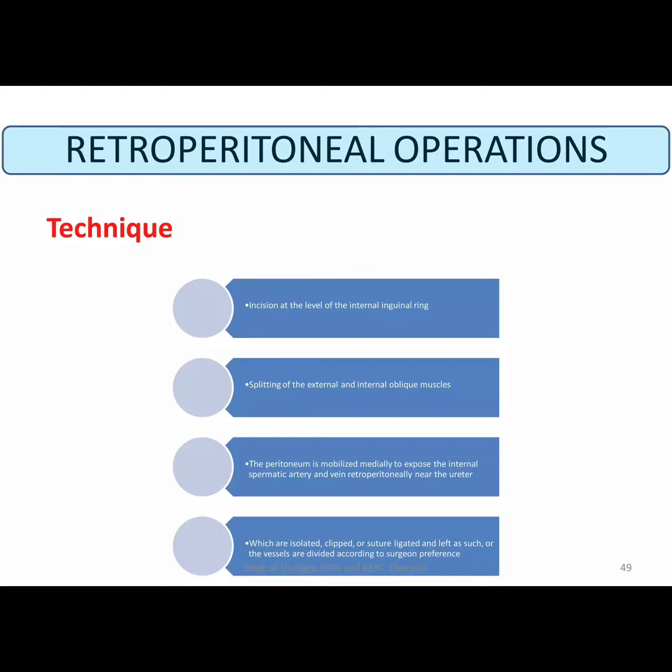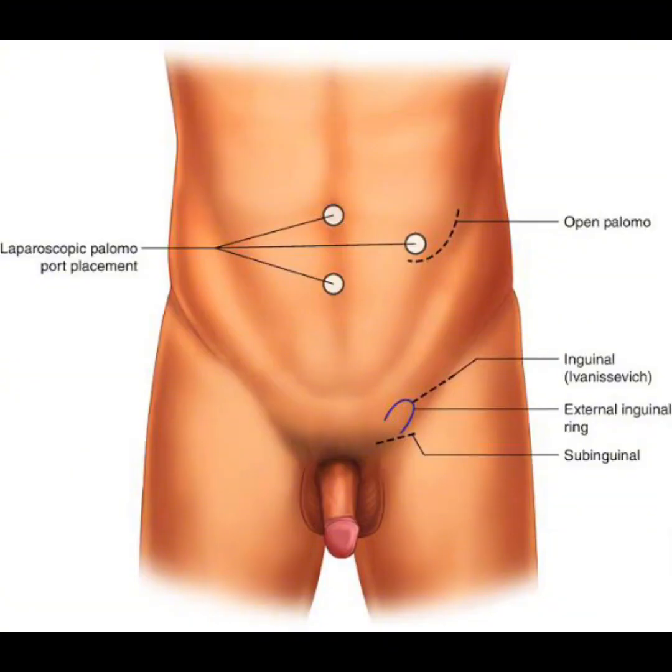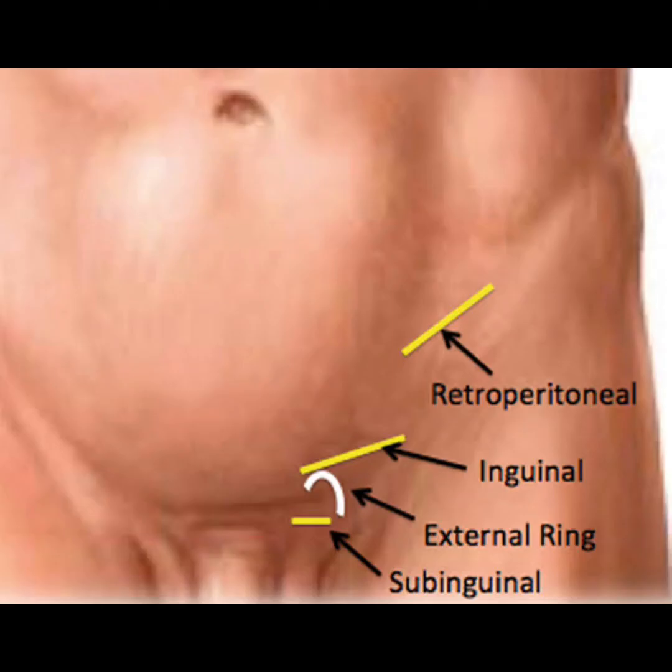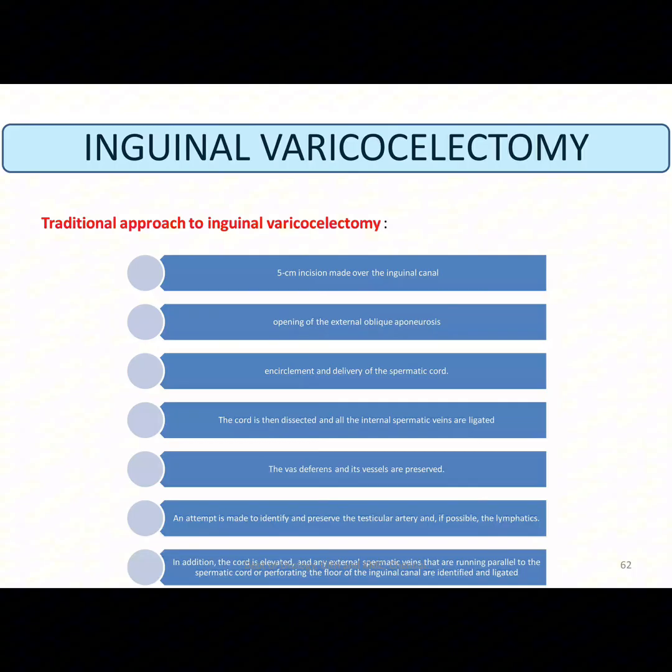After the suprainguinal or retroperitoneal approach, let's discuss the open inguinal varicocelectomy, which is also called the Ivanissevich technique. In this, we give a 5 centimeter incision over the inguinal canal, as shown in this picture. Then we open the external oblique aponeurosis, then encircle and deliver the spermatic cord. The cord is then dissected and all the internal spermatic veins are ligated.